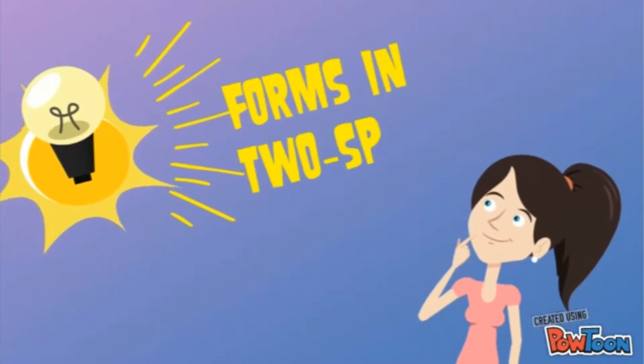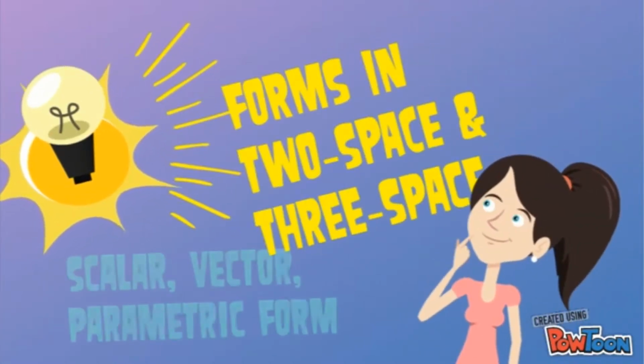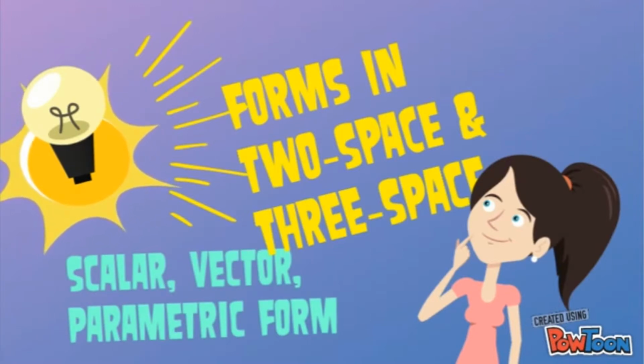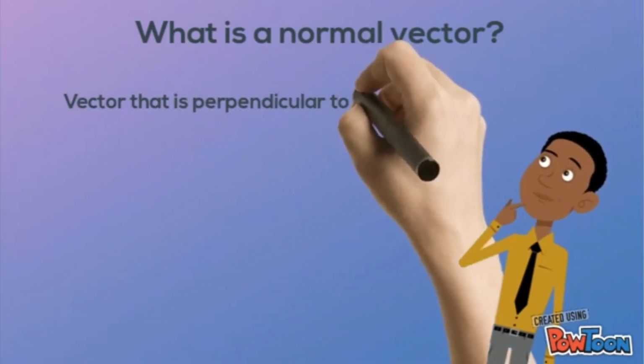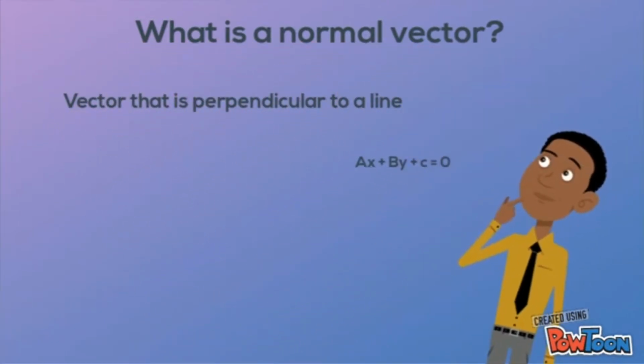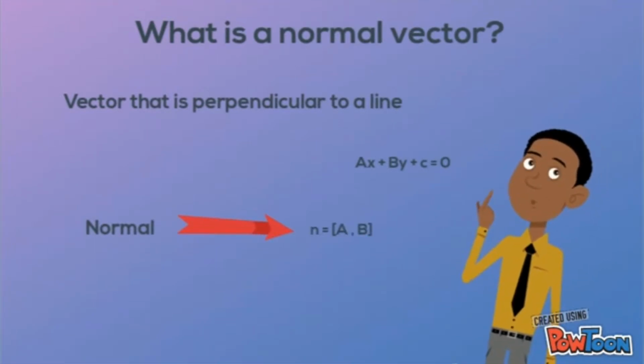Let's talk about the forms in 2 space and 3 space. There are scalar, vector and parametric forms in 2 space and 3 space. Before we start the forms, let's begin with normal vectors. A normal vector is perpendicular to a line ax plus by plus c equals 0.